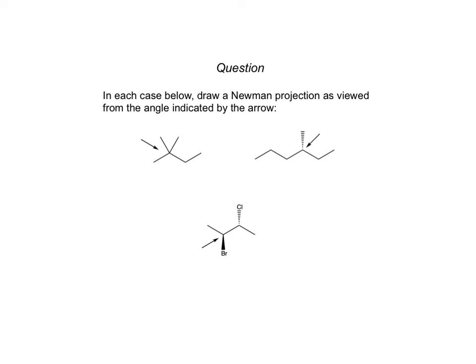Okay, so go ahead and try this one out. I've drawn 3 different molecules, and I have shown you what bond axis I want you to look down, and I want you to draw the Newman projection looking down those bond axes. So here we're looking down this carbon-carbon bond. I want you to draw the Newman projection. Here we're looking down this bond. I want you to draw the Newman projection. And here we're looking down this bond. I would like the Newman projection from that.